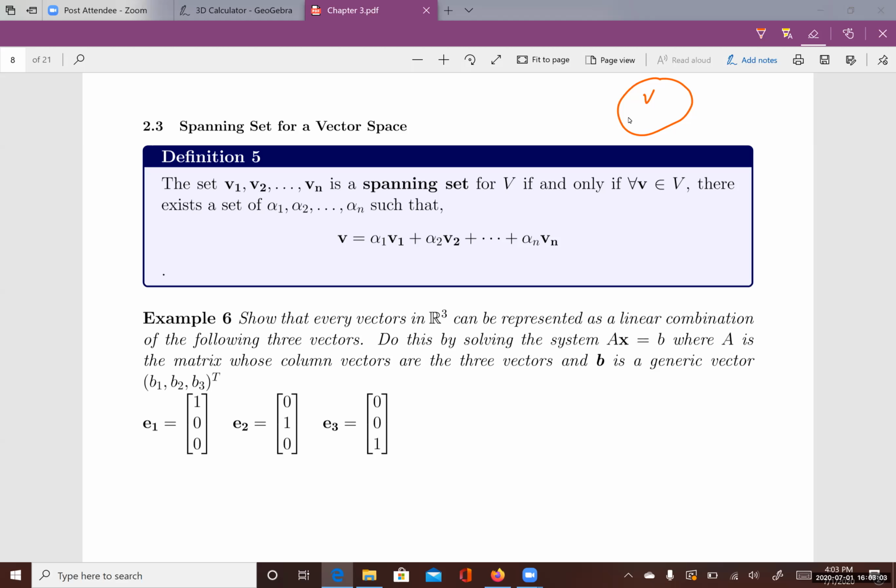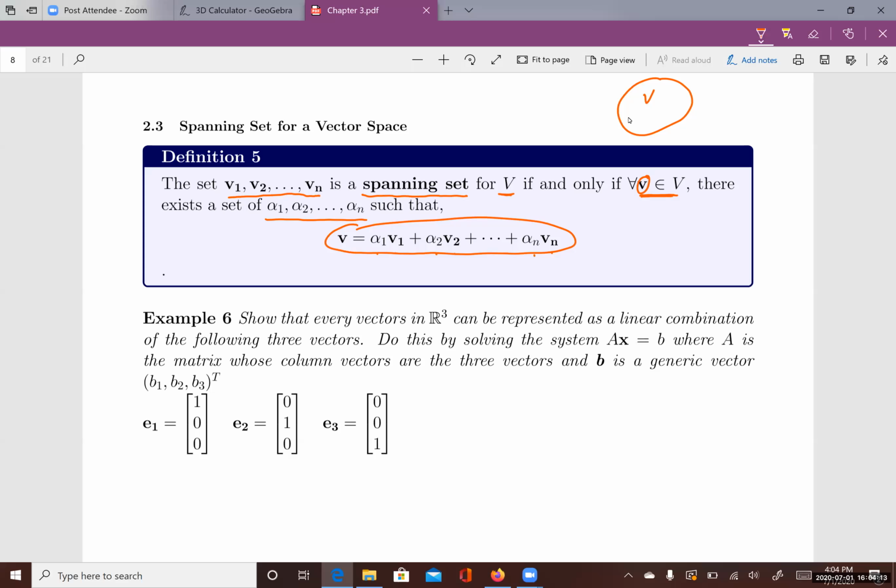All right. By the definition, the set of V1, V2 to Vn is called the spanning set for the vector space V if and only if for all vectors in V, there exists a set of scalars alpha 1 to alpha n such that the vector V is a linear combination of V1, V2 to Vn. Again, a set of vectors is a spanning set for V if and only if, when you pick a random vector in V, you can find scalars alpha 1 to alpha n such that V is the linear combination of V1, V2 to Vn using alpha 1, alpha 2 to alpha n.